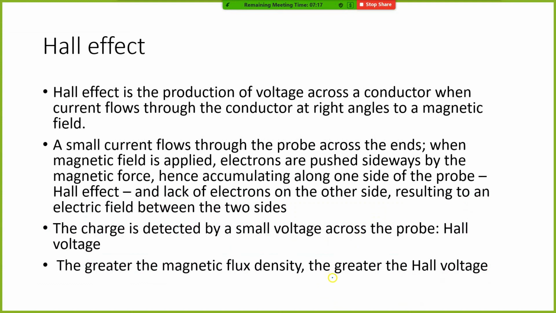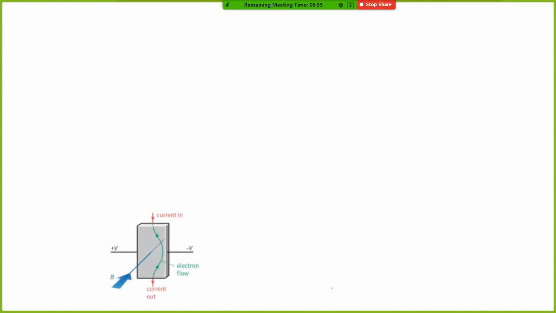Another aspect of magnetism, and I believe this is probably the last aspect of it, hopefully, is what we call the Hall's effect. The thing about this guy by the name of Hall is that he was able to observe something spectacular about electrons and how they move when they are passing through a conductor.